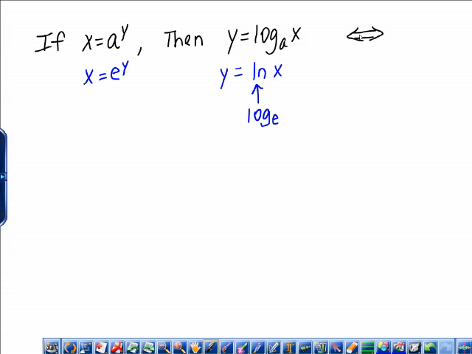This right here just means both ways. It means that this is true and the inverse is true. If, then if.